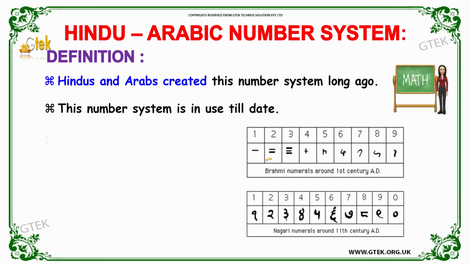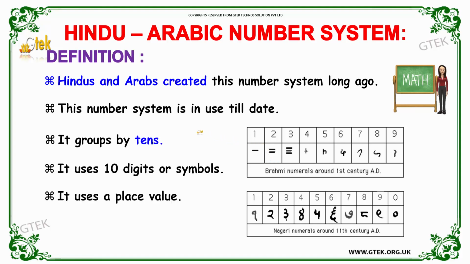So what is meant by the Hindu-Arabic number system? This number system was created by Hindus and Arabs and it is used till date. In the Hindu-Arabic number system, the numbers are grouped by tens, and it uses 10 digits or symbols. It has a place value.